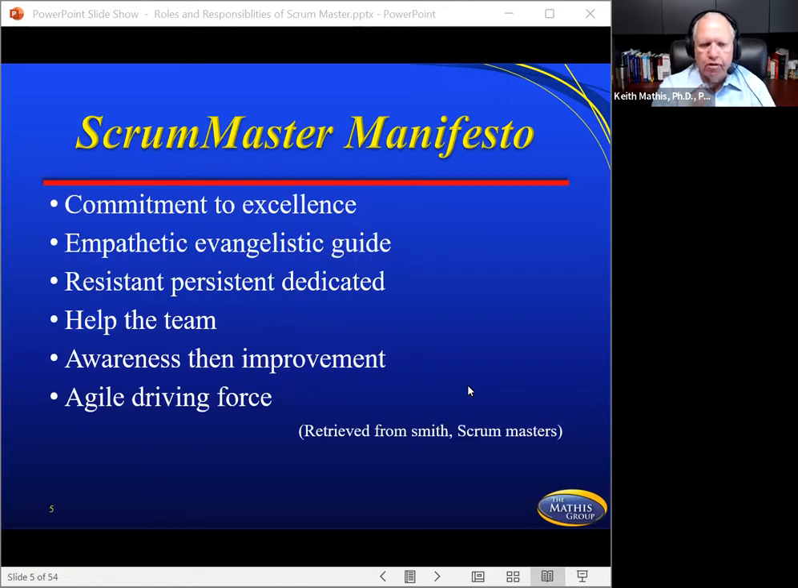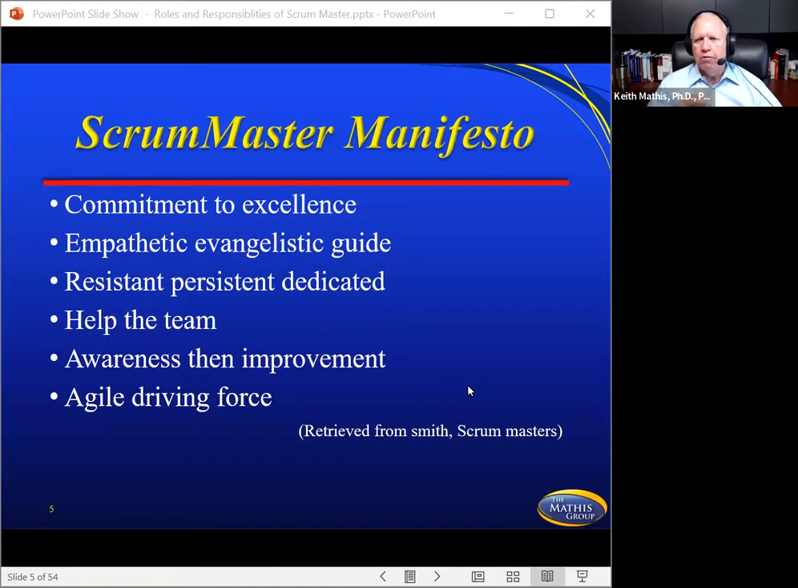Here's the other side of this, and this is from Smith from Scrum, and as he talked about Scrum Masters, they're committed to excellence. They're an empathetic, evangelistic guide. They evangelize Agile and Scrum, resilient, persistent, dedicated. They help the team with their awareness and then improvement. So they become aware of something and ask how can we improve it? And then Agile is the driving force that they're supportive of. And so this doesn't fit everybody, obviously, as a Scrum Master, but I like that idea. And this is part of what I was talking about with how this is starting to evolve.